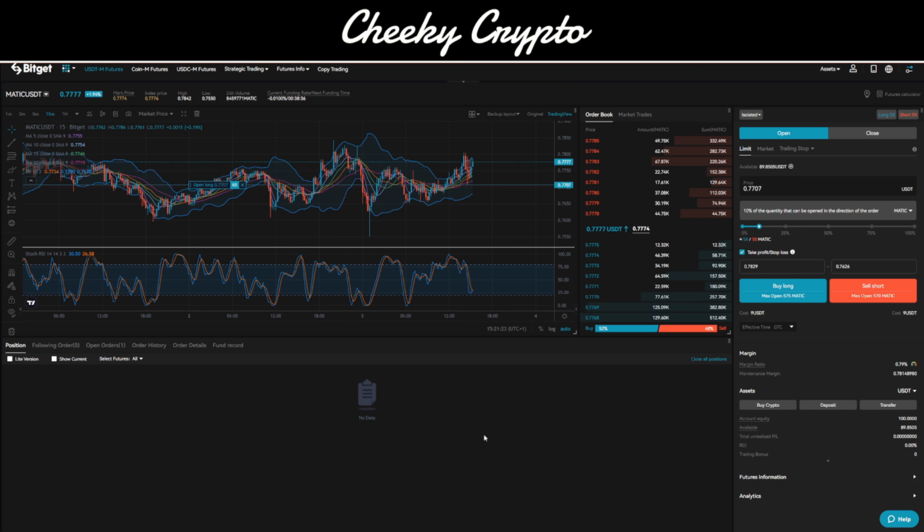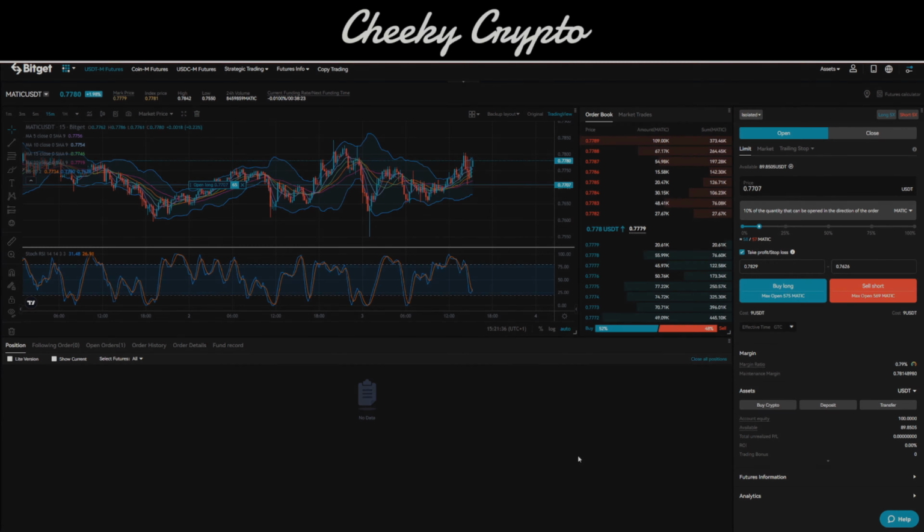Always make sure you have a stop loss, always use good risk management, and make sure that you are not opening yourself to undue risk. Other than that, it is incredibly straightforward to use leverage with Bitget.